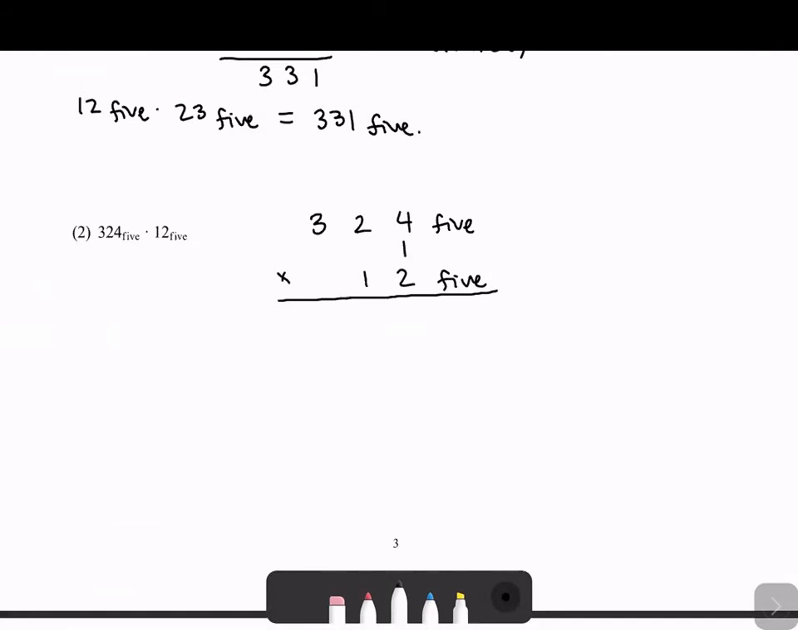So I'm going to start doing this 4 units by 2 units, which is represented 4 times 2. 4 times 2 is 8. So we have 1 5 with 3 left over.